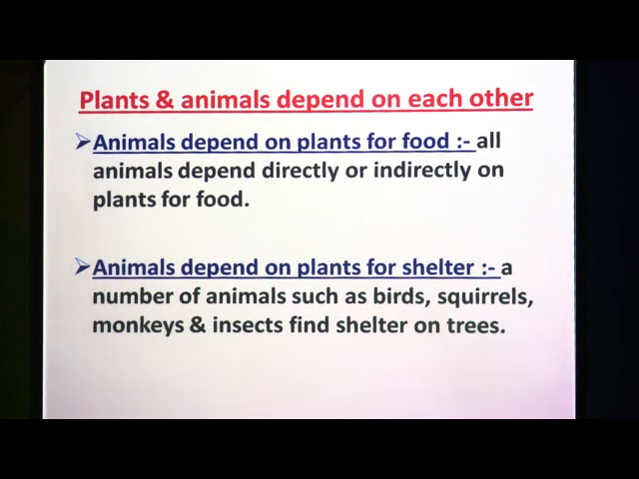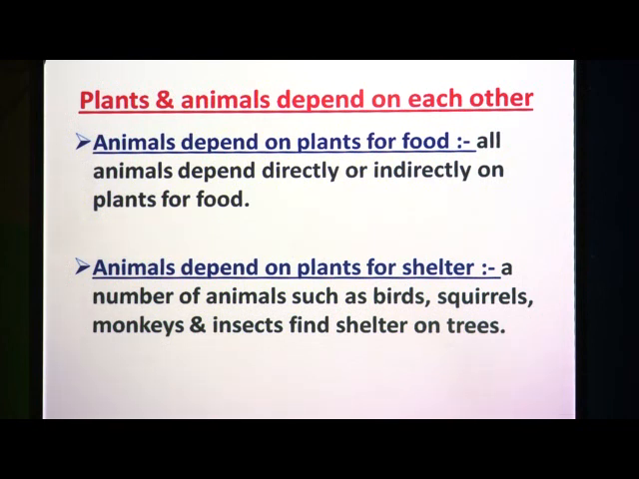But a number of animals such as birds, squirrels, monkeys, insects, etc. find shelter on trees. Squirrels, monkeys and some animals like insects live on the trees. They make their shelter or live on the branches of the trees. Birds build nests on trees, while squirrels, monkeys and insects live on the branches. So, in this way animals depend on plants for shelter.